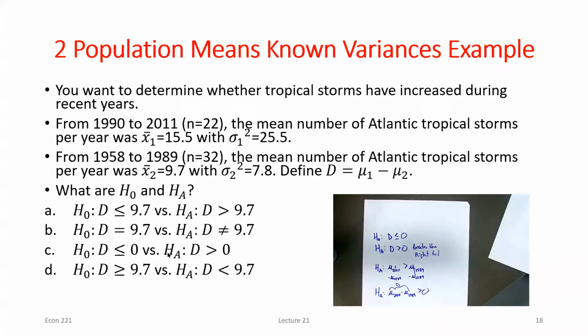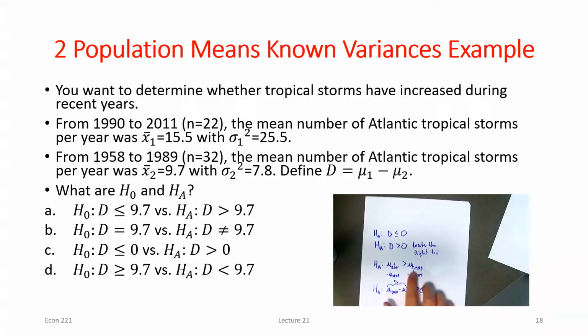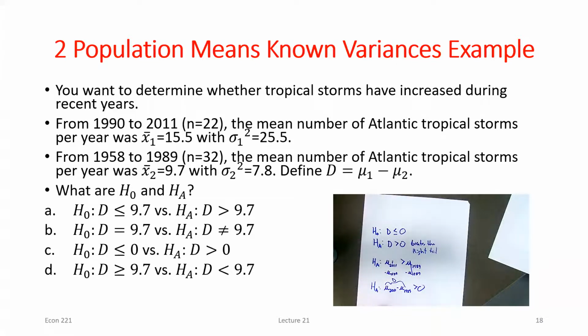So we should have kind of C being the right answer here. Now, I said ahead of time, a lot of the times this assumed true difference is 0. The reason why is because we are interested in, have they increased, which really means is the difference greater than 0? Has something decreased? The difference would be less than 0.